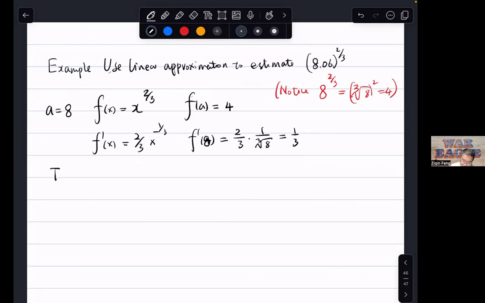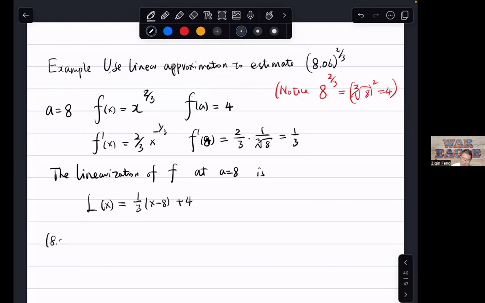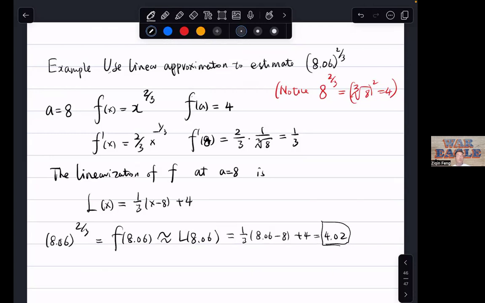So the linearization of f at a equals 8 is, using our standard notation, 1/3 times x minus 8, plus 4. So 8.06 to the power 2/3 is f of 8.06, which is about L of 8.06 because this number is very close to 8. So this is 1/3 times 8.06 minus 8, plus 4. This is 4.02. That's a good approximation of the number 8.06 to the power 2/3.